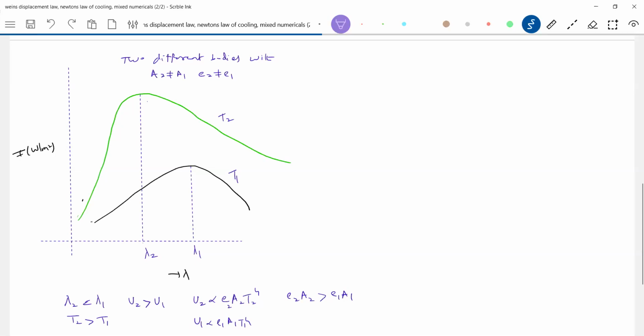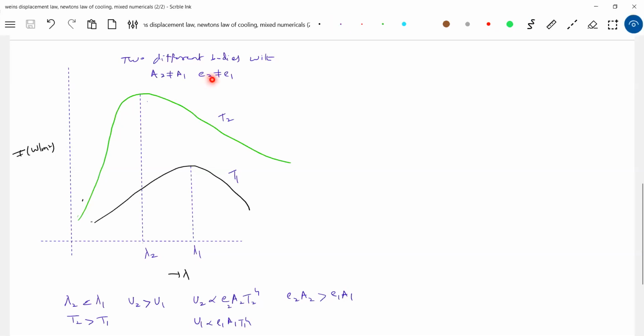It can be such that A2 is less than A1 and E2 is greater than E1, but the product E2A2 will be greater than E1A1. It can happen. Only this much is what I can interpret. What about the surface area of a body? If both have the same emissivity, definitely I can say A2 is greater than A1. Is it okay? Fine.